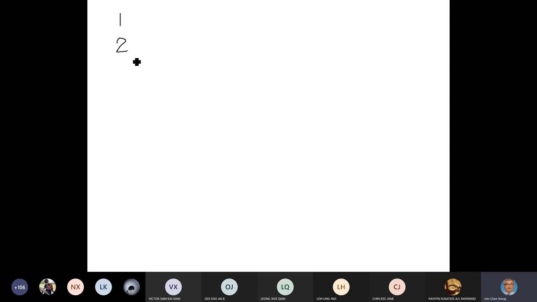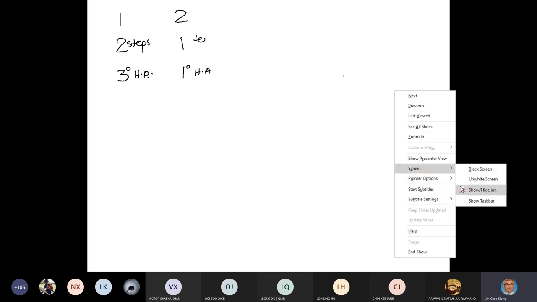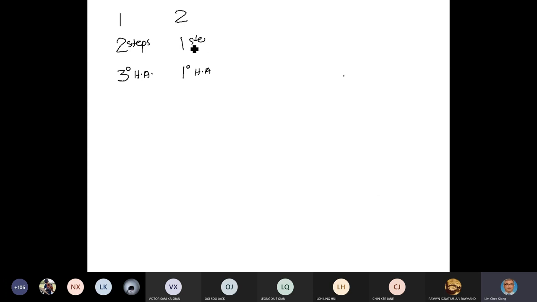Okay, so the six numbers that you have to remember are 1, 2, 3, 2, 1, and 1. Okay, back to here. Normally I label 3, it refers to tertiary haloalkene. 1 refers to primary haloalkene. Yeah. 2 refers to 2-step. 1 refers to 1-step. Okay, get up here. This is under SN1. This is under SN2.